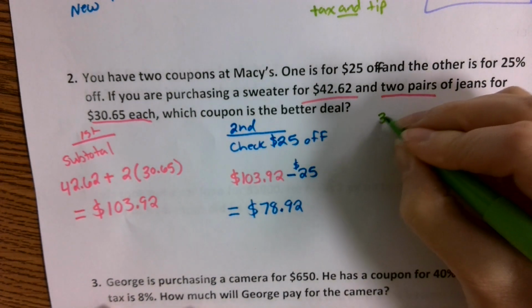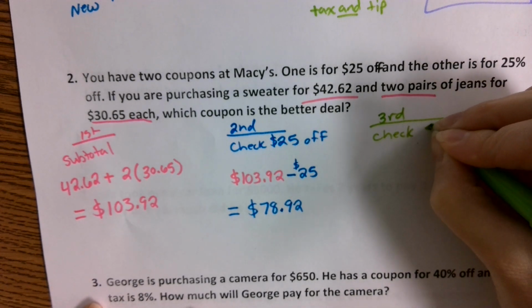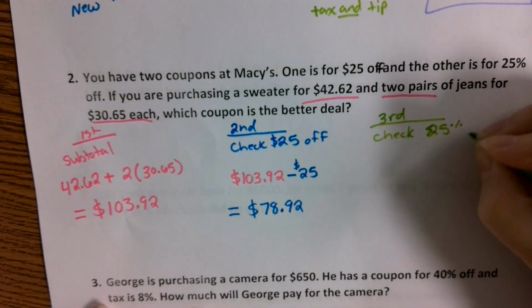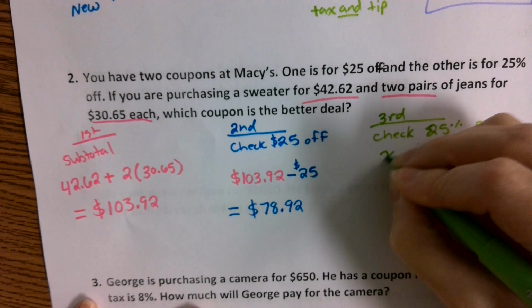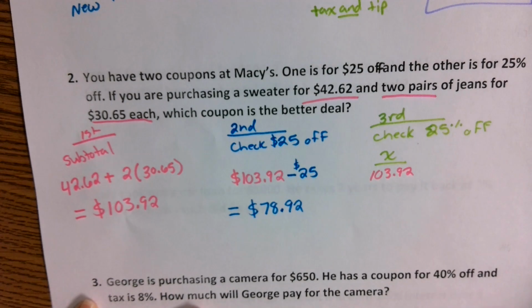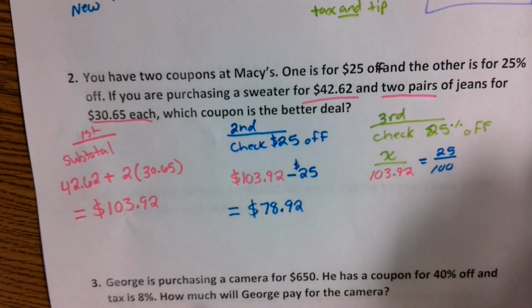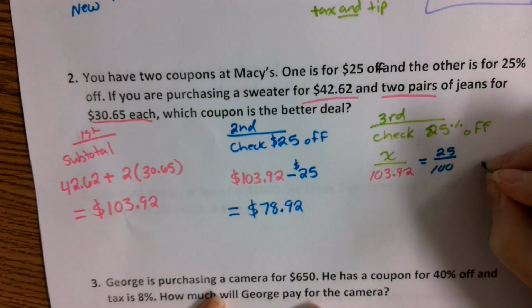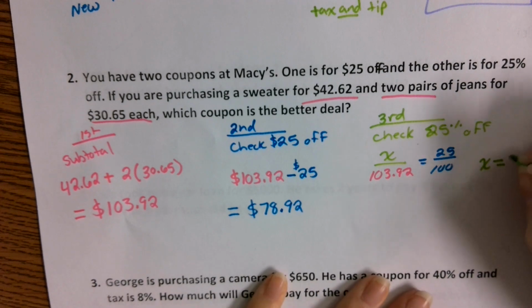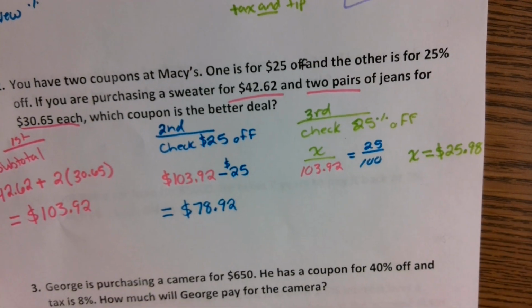The third thing that I'll do is I will check my 25%. I'm going to check the 25% coupon. So that means I'm going to do X over $103.92 is equal to 25% out of 100. If I do my cross product and work it out, I'm going to find out that X is going to come out to $25.98, which means they're going to take off more money, aren't they? So that's the better deal, isn't it? Because it's going to remove more money.